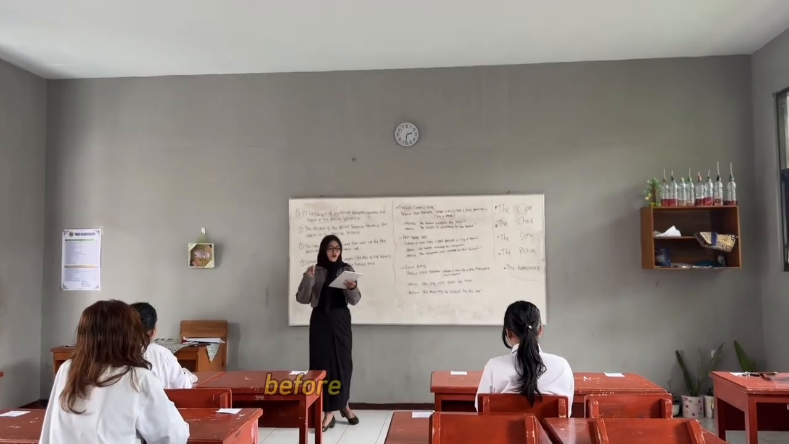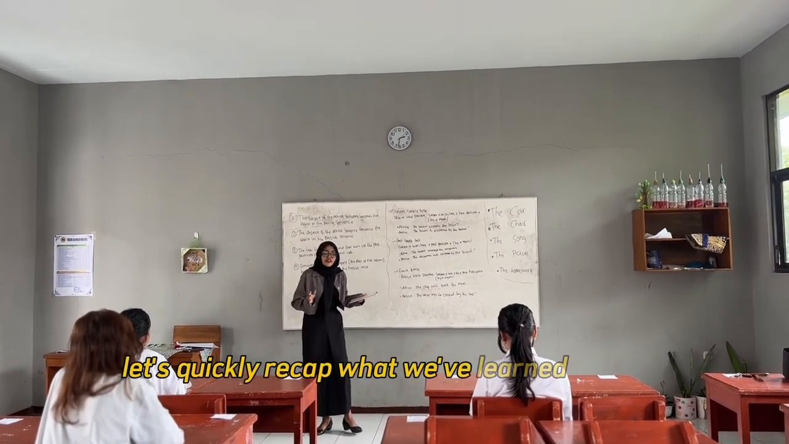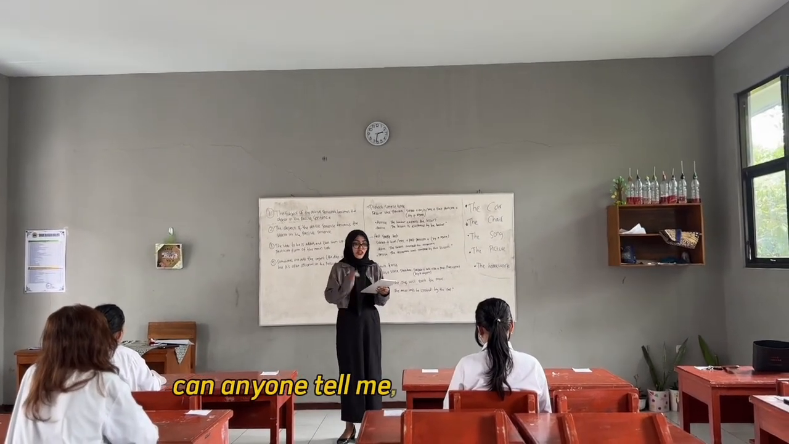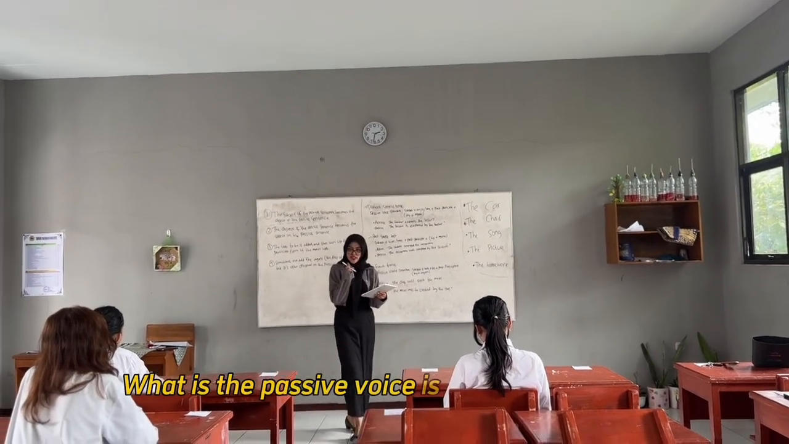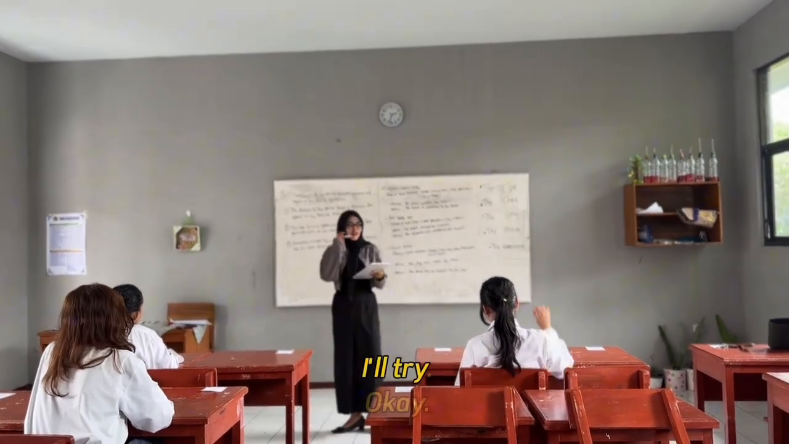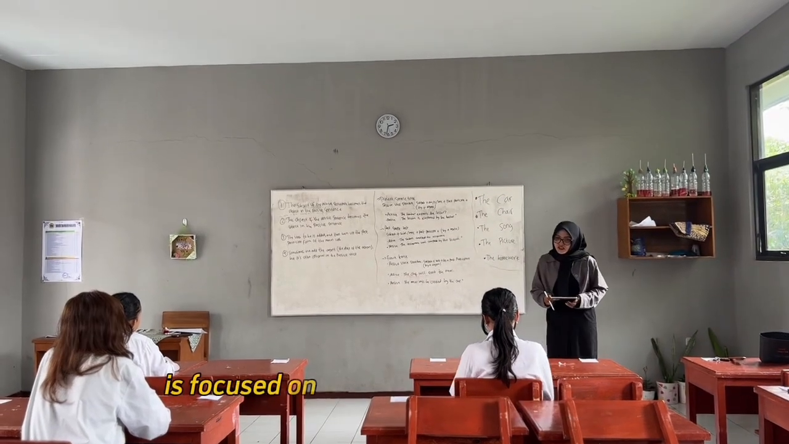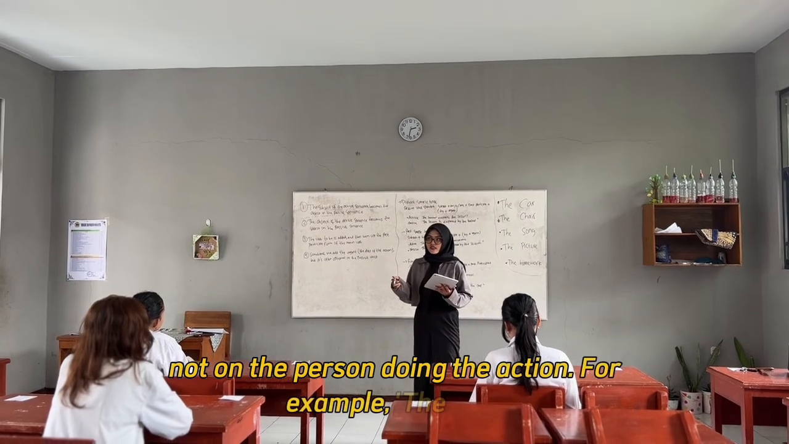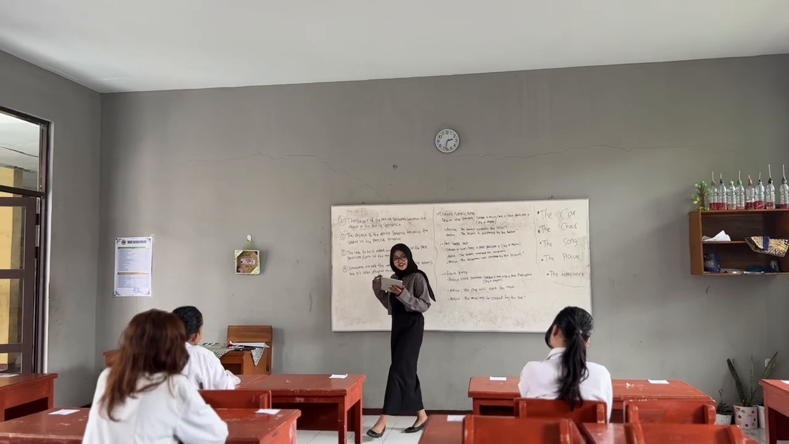Alright class, before we finish today, let's quickly recap what we've learned about passive voice. Can anyone tell me, in your own words, what the passive voice is and how we use it? I'll try. The passive voice is when the action is focused on the object or the recipient, not on the person doing the action. For example, the cake was eaten by the child. Yes, you're right. Great job.